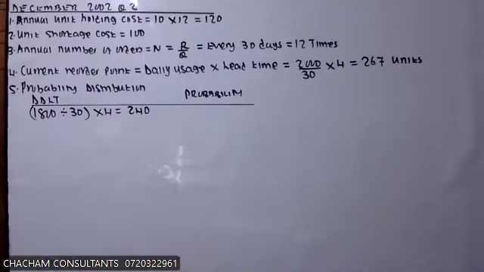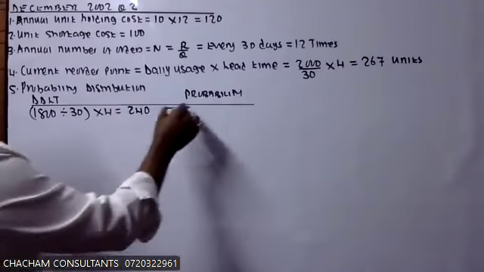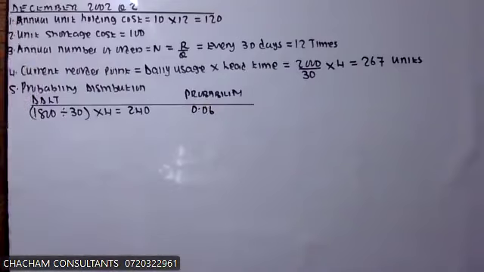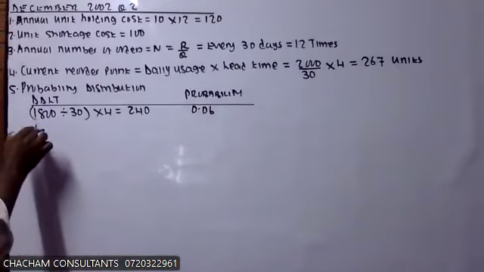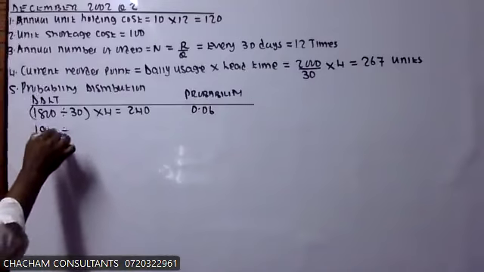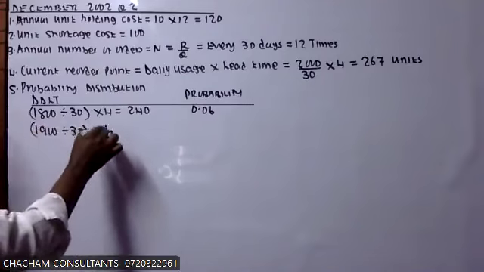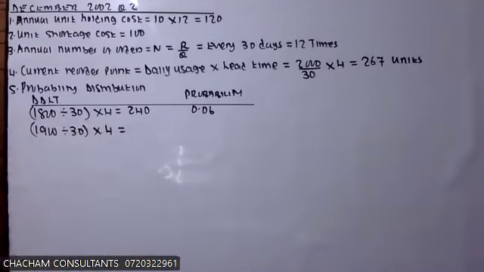And the probability of that happening, that one we are already given, 0.06. So we go to the next one, which is 1900. You divide by 30. You now take it back to 4 days. You get per day, then you make it.